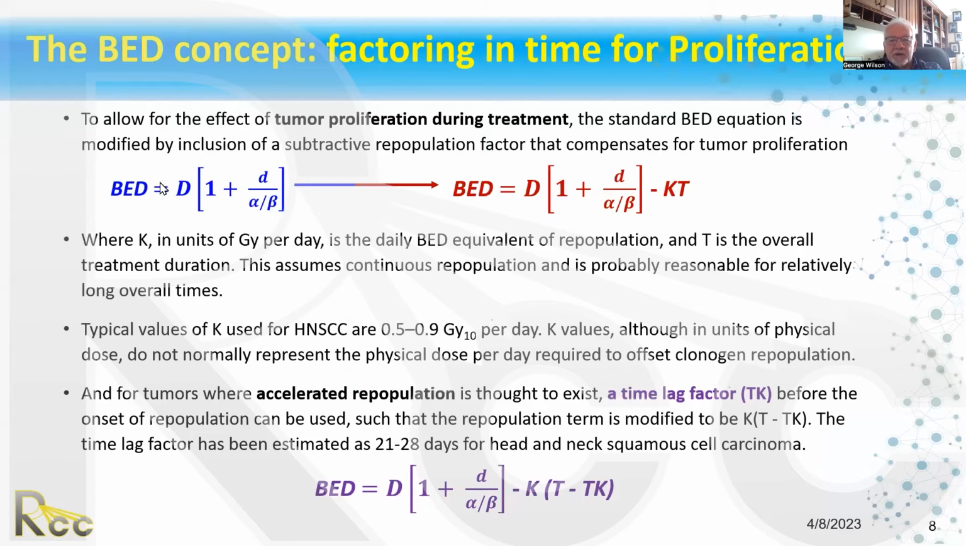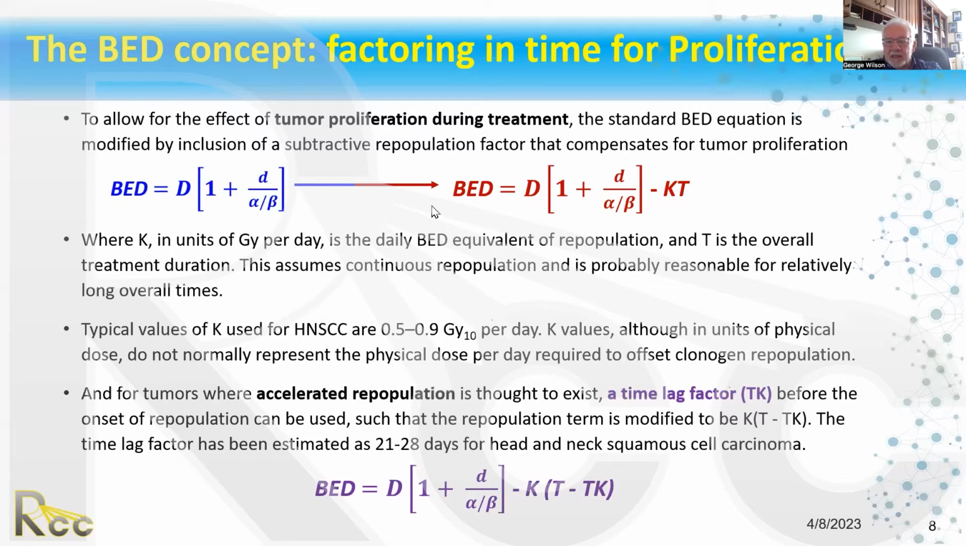And here you can see how it's modified in 2 different ways. If there is proliferation occurring during treatment, and what that means is that there are more cells being produced, meaning that there's more clonogenic cells to kill, and so the dose that you're giving will not be as effective as if there was no proliferation. And so you actually lose dose per day. And this is this parameter K. It's basically the daily BED equivalent of repopulation, of growth that's occurring, and T is the overall treatment time.